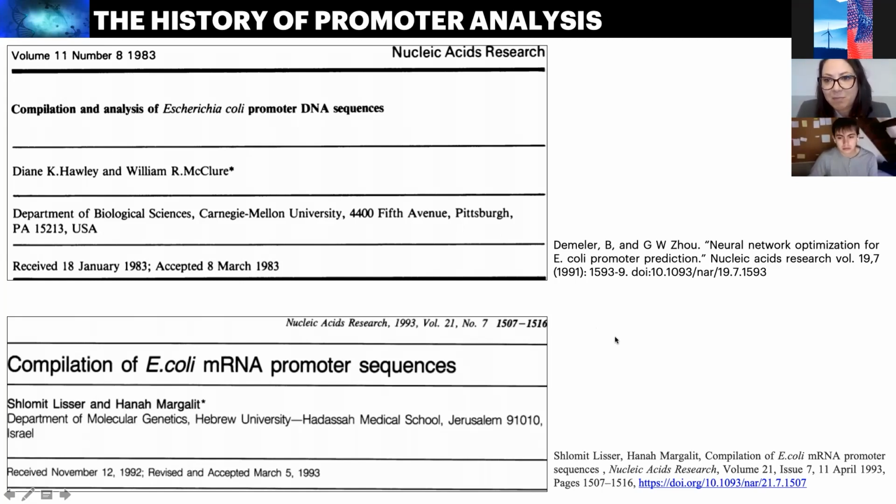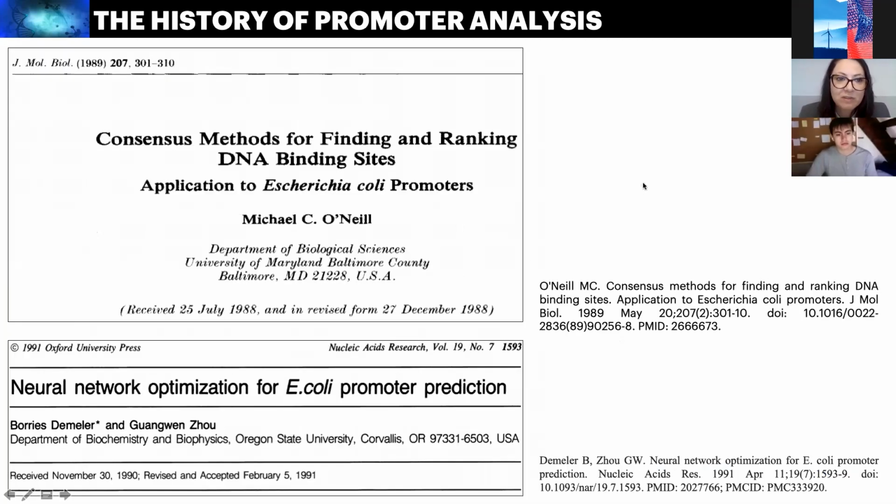Following the sequences, we have the application of artificial intelligence to promoter sequences. The first papers about the application of artificial intelligence to promoter sequences used neural networks in order to predict whether a given sequence could be a promoter or not. Okay, so it's easy. No, it's already done, and we have a good state of the art in this subject.